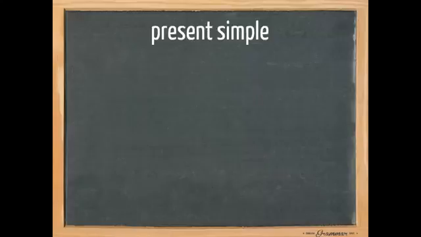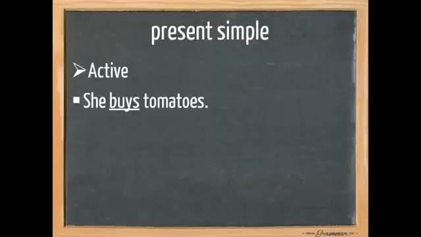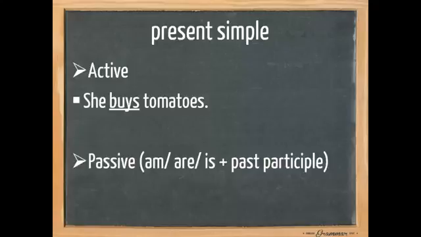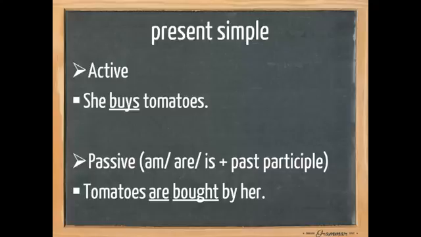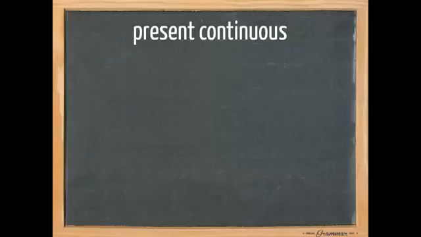I'll show you. So we're going to turn an active present simple into a passive present simple. She buys tomatoes. Now remember, we're going to swap she and tomatoes around. So we're going to start with tomatoes. A passive is made by the verb to be and the past participle. So we need to pick the correct form of the verb to be for tomatoes, which is are here. So tomatoes are bought by her. Remember, buy, bought, bought.